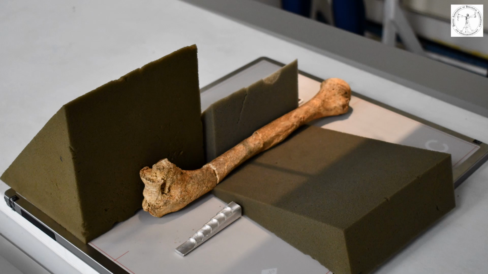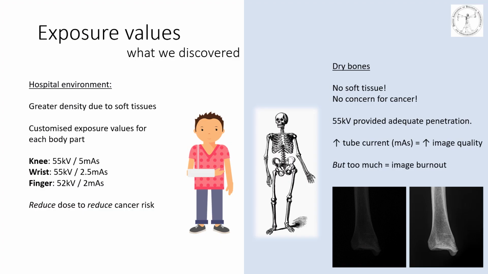And here is the same bone shown in the medial lateral position, using the sponges to achieve quite a good position radiographically, but it took a long time. For exposure values, this is what we found out. In the hospital environment, patients have greater density due to soft tissues, and we use customized exposure values for each body part. Some examples shown there.